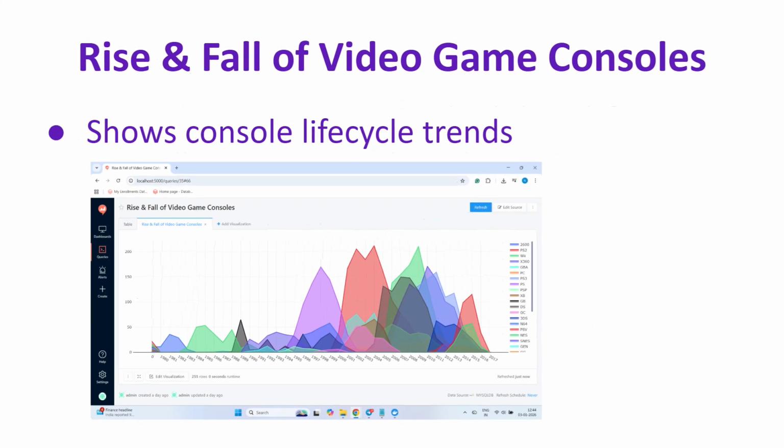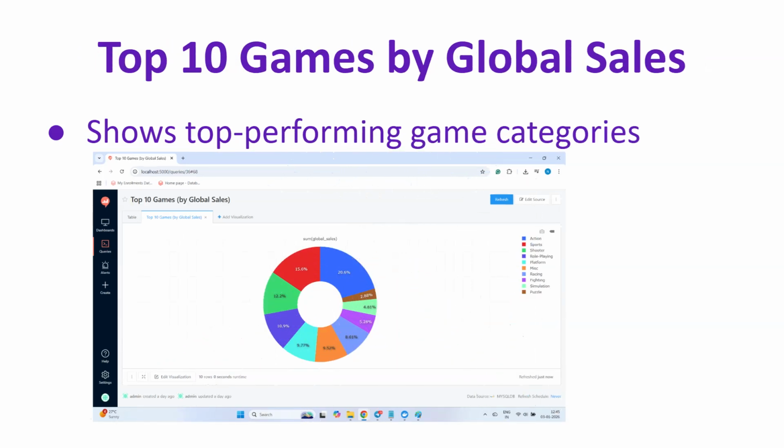The area chart represents the rise and fall of video game consoles over time. Each colored area represents a platform, allowing us to easily see when a console dominated the market and when its popularity declined. This pie chart highlights the top 10 game genres based on global sales. It helps us understand which type of game generates the most revenue worldwide.